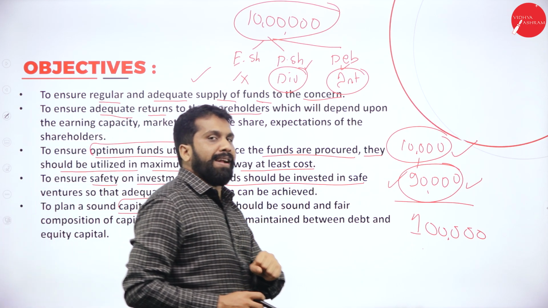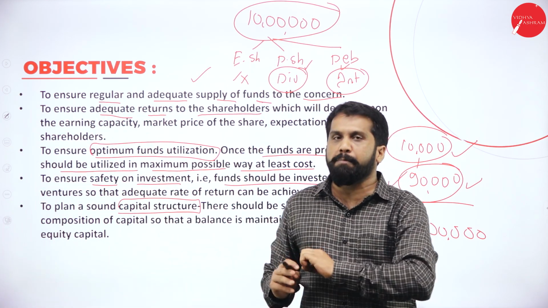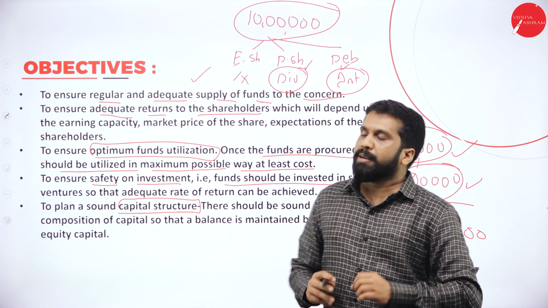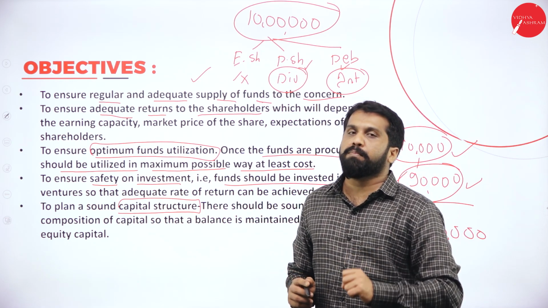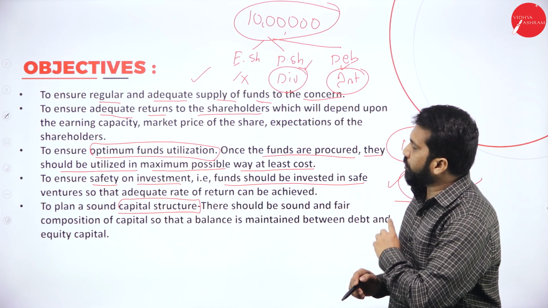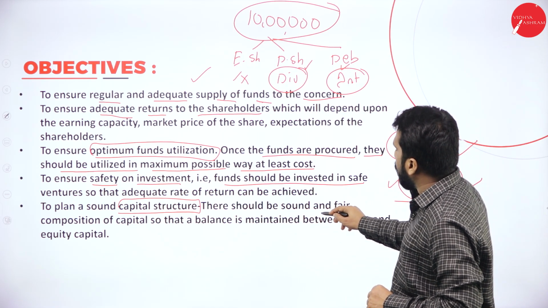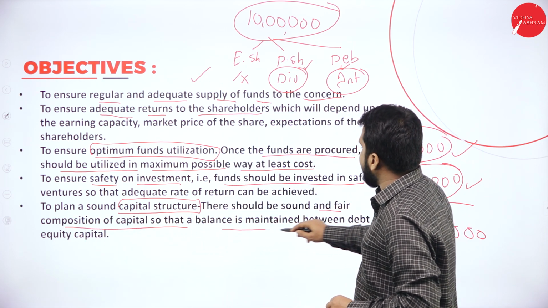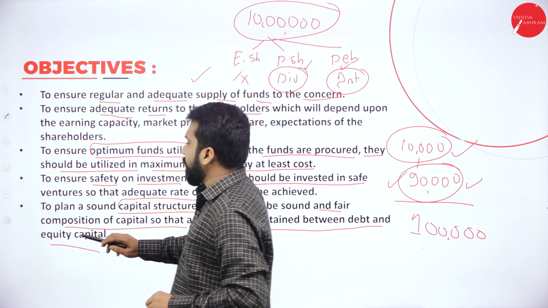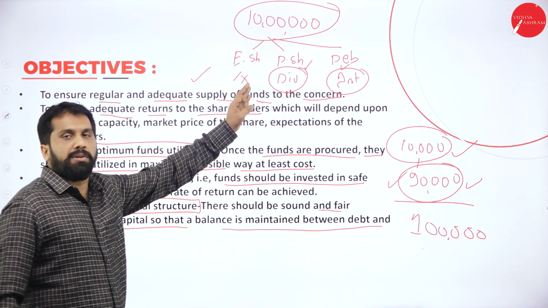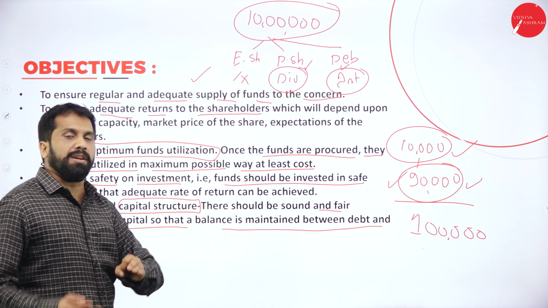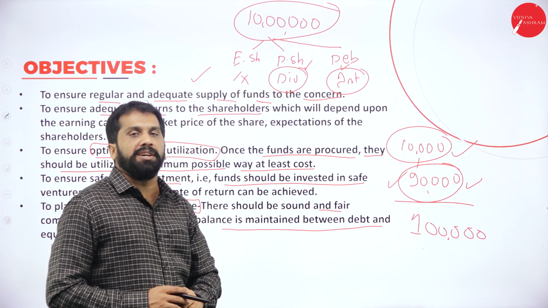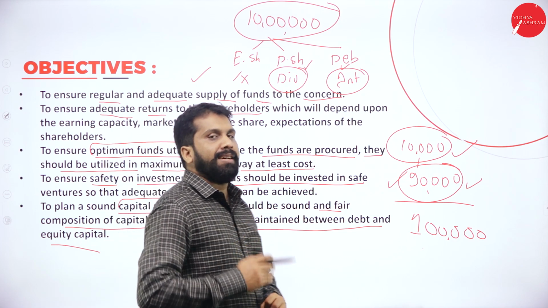As I told you, in financial management, once we're done with the theory part, the rest of the things are very interesting. You will love the subject, but the theory part may be a little boring. Now, capital structure you understood. Now, it should be sound and fair. And the last point, composition of capital, so that balance is maintained between debt and equity. Equity means your equity shareholder. Debt means your debenture holder. You need to balance. You can go for 5 lakh debenture. You can go for 5 lakh shareholder. Like this, you need to balance and plan.